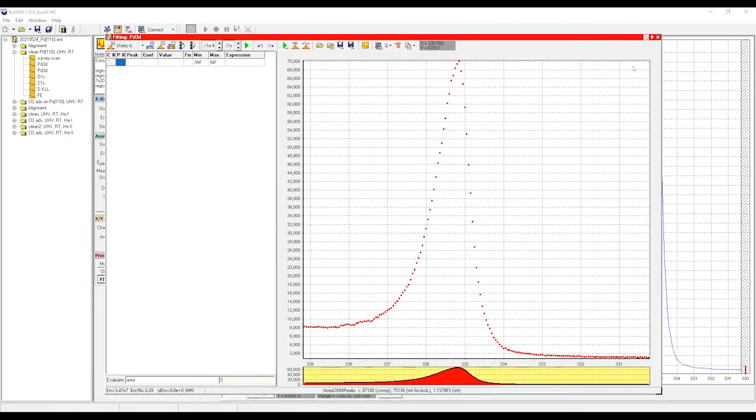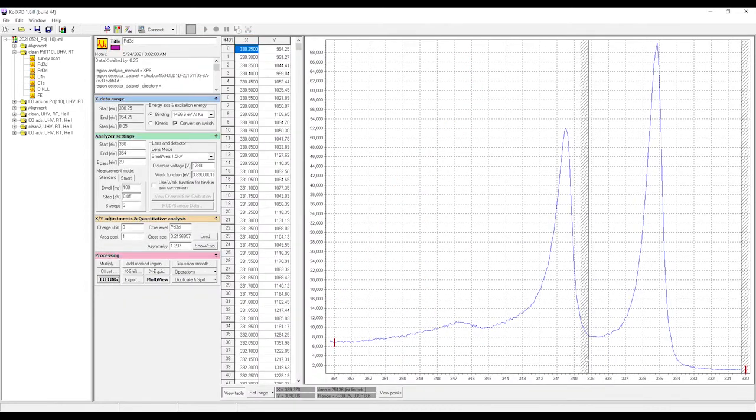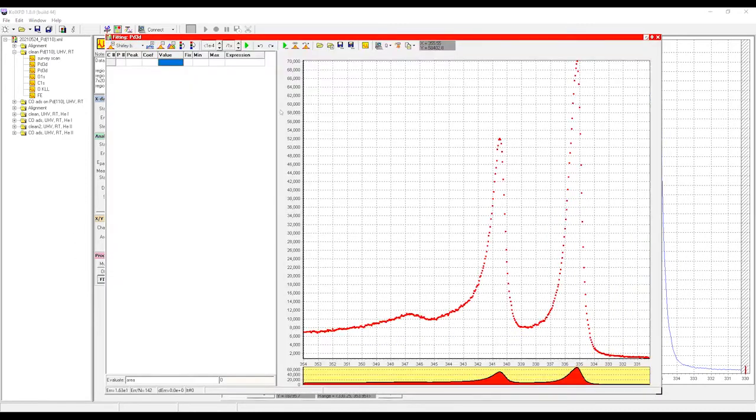Maybe I can delete all these fittings which we tried. We can measure it as a doublet, but usually it is quite difficult to fit a doublet, especially if it's asymmetric. And in the case of palladium, it is kind of asymmetric. I think this comes from its nature.